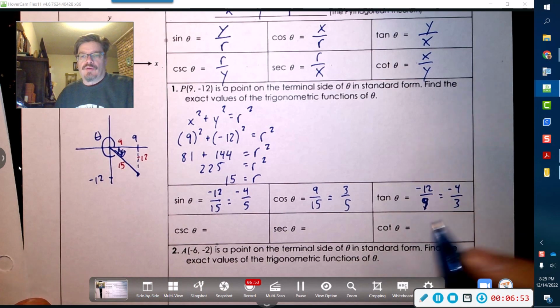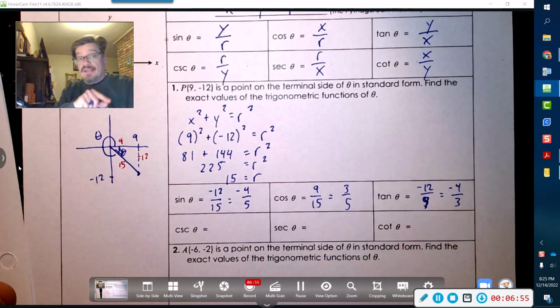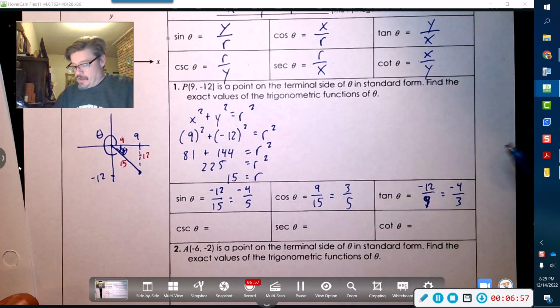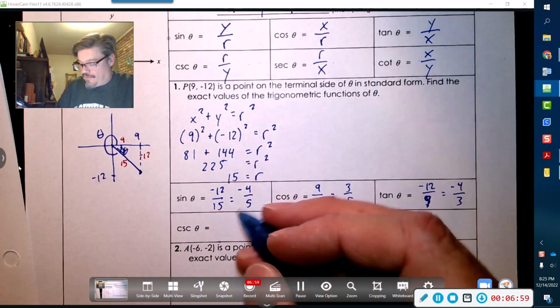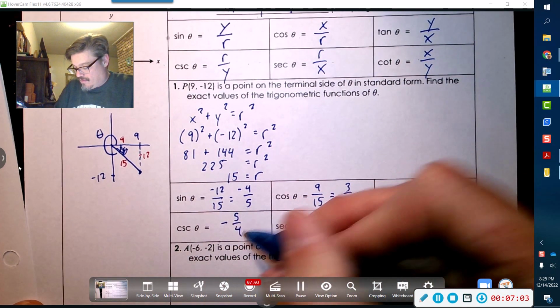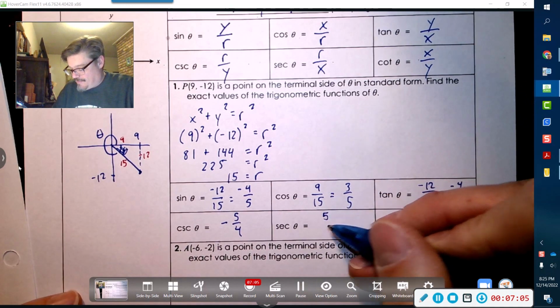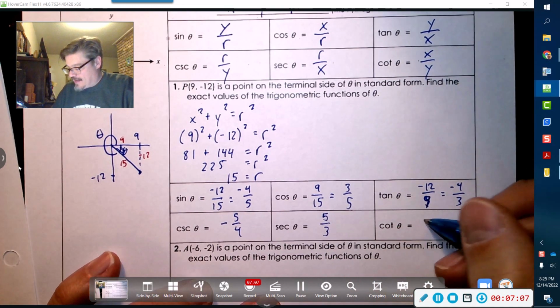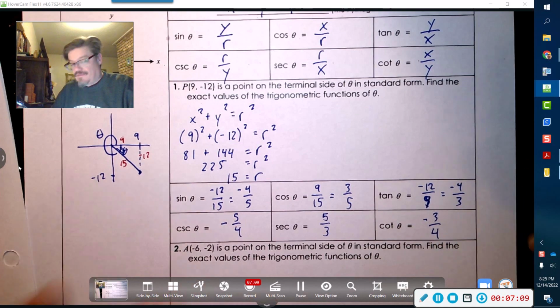Notice that tangent is negative. That wasn't the case before, they were always positive. Flipping this guy around, if he's negative, he will stay negative. If he's positive, he will stay positive. And if he is negative, again, he will stay negative. All right, that is all settled.